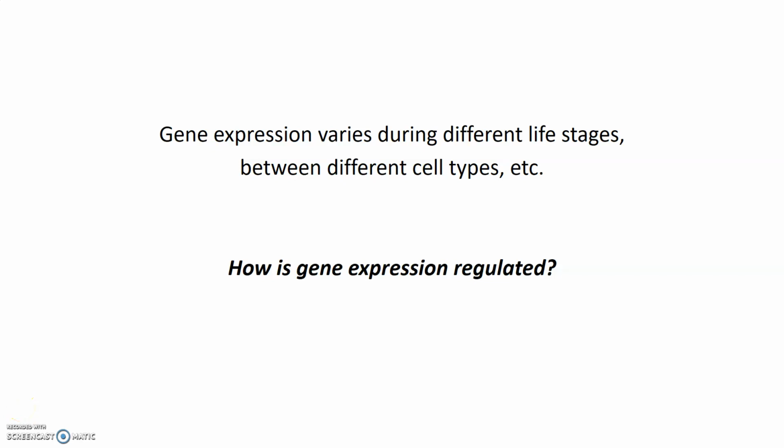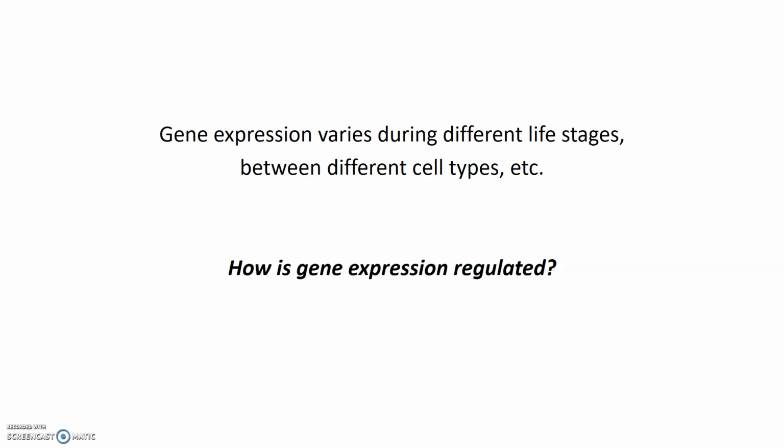The process of gene expression varies not only during the different stages of life or throughout development, but also between different cell types. You can imagine that in order to exert different functions, a neuron or a nerve cell might need to express a very different set of proteins than a lung cell would, right? Or an eye cell versus a skin cell.